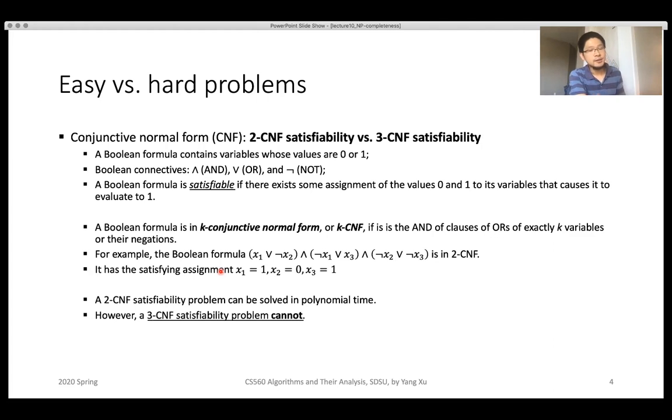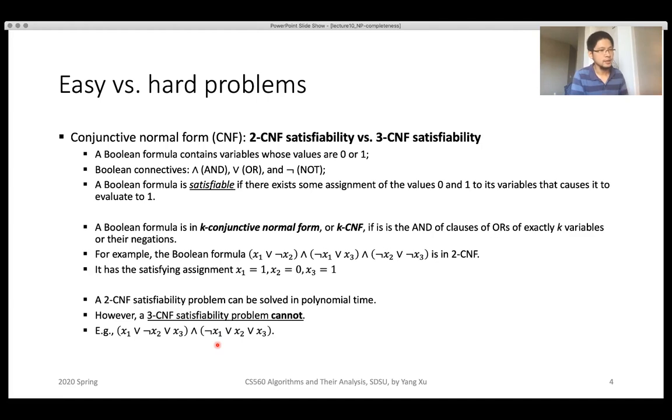However, a 3CNF satisfiability problem cannot be solved within polynomial time. If we increase the size of each OR clause to three Boolean variables, say in the first clause we have x1 or not x2 or x3, and the second is not x1 or x2 or x3, even this simple modification makes the problem a very hard one. This is the third example to show the difference between easy problems and hard ones. The easy ones can be solved within a determined amount of time, but the hard ones are those that cannot be easily solved.